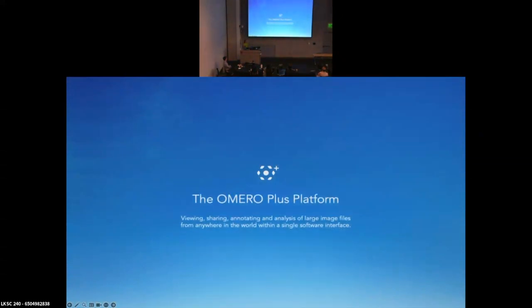Okay, so let's talk about this core data management platform called OMERO Plus and why it might help address some of these problems. Fundamentally, as a data management platform, we're enabling you to view, share, annotate, and analyze your very large image files from anywhere in the world from a single software interface, okay?